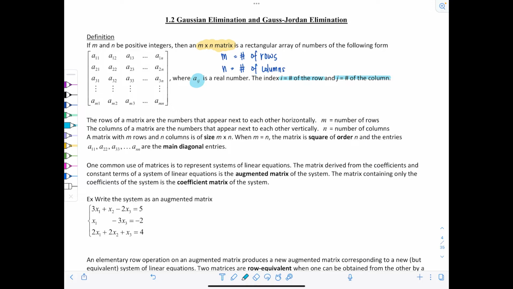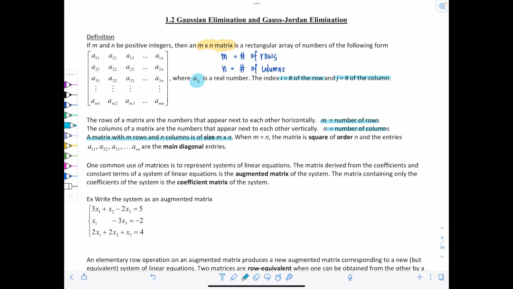The rows of a matrix are the numbers that appear next to each other horizontally. I think we're pretty comfortable with how rows work. Again, m is the number of rows. The columns of a matrix are the numbers that appear next to each other vertically this way. We should all have that down by now. So n is the number of columns. And a matrix with m rows and n columns is of size m by n. That's how we would describe the size of a matrix.